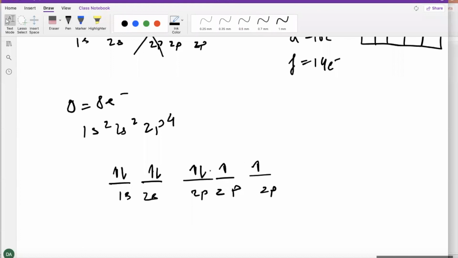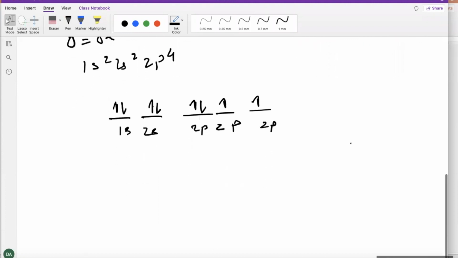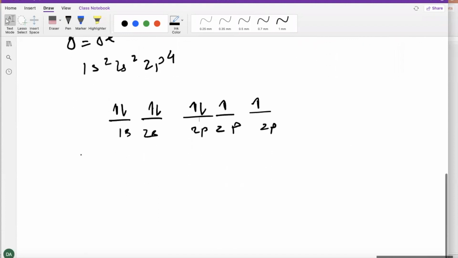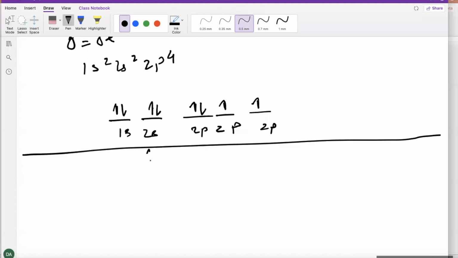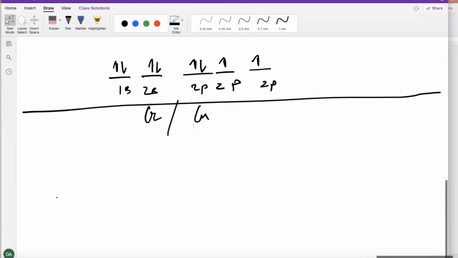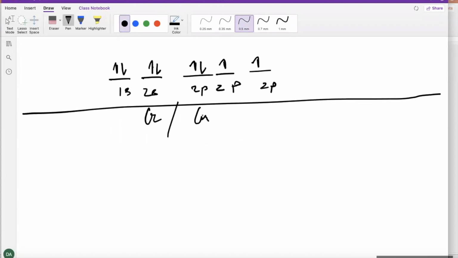Okay, so that's how you're going to show 2p4. Now, guys, what we're going to see next is we're going to discuss 2 exceptions among the first 30 atoms, which is chromium and copper. Let's look at them and how they behave a little differently.